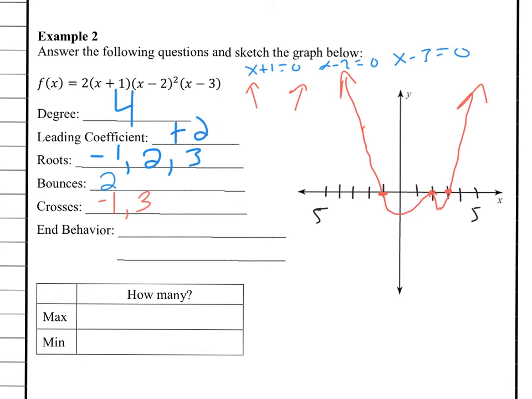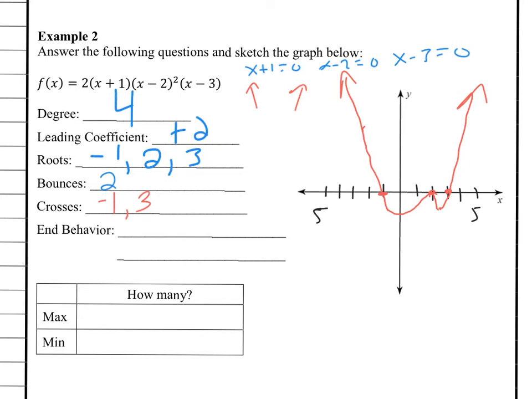But what I do know is that it should be bouncing right here. It should cross at the -1 and it should cross at the 3. So with it having to end this way and this way because it's degree 4 and positive, I can get a general sketch of what the graph should look like.